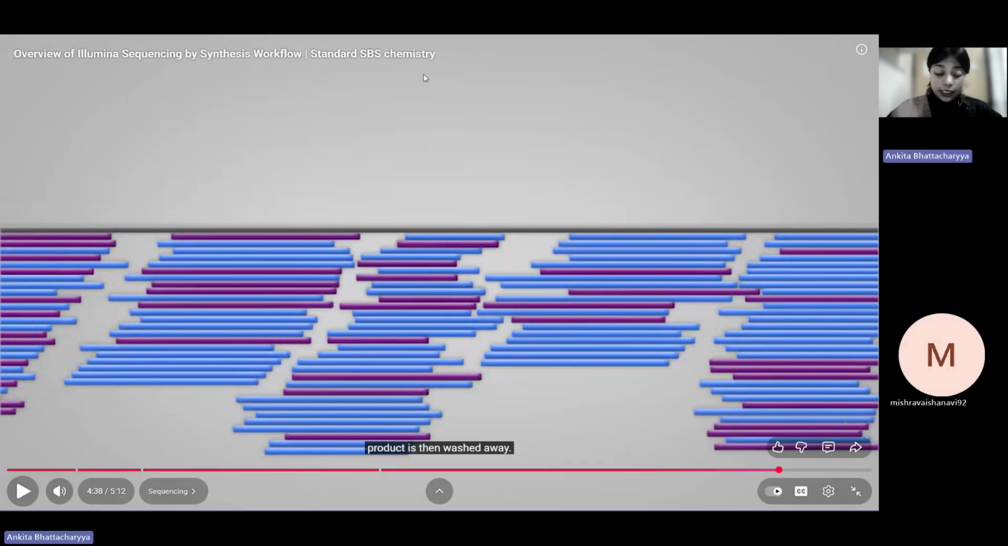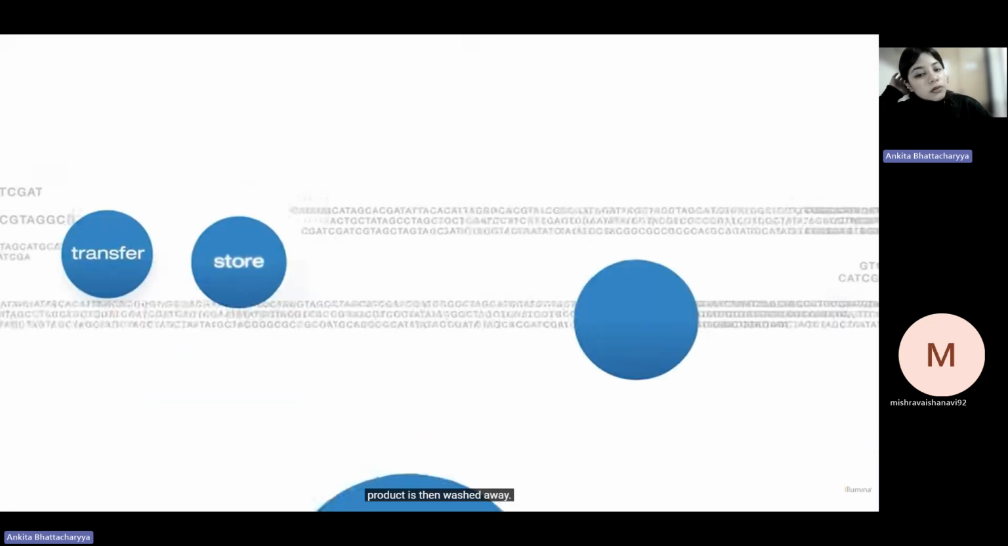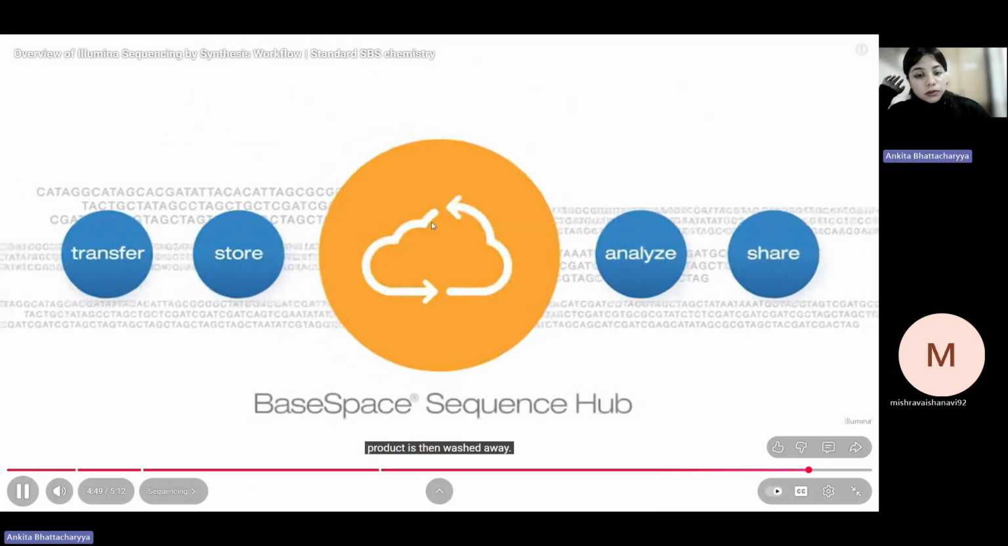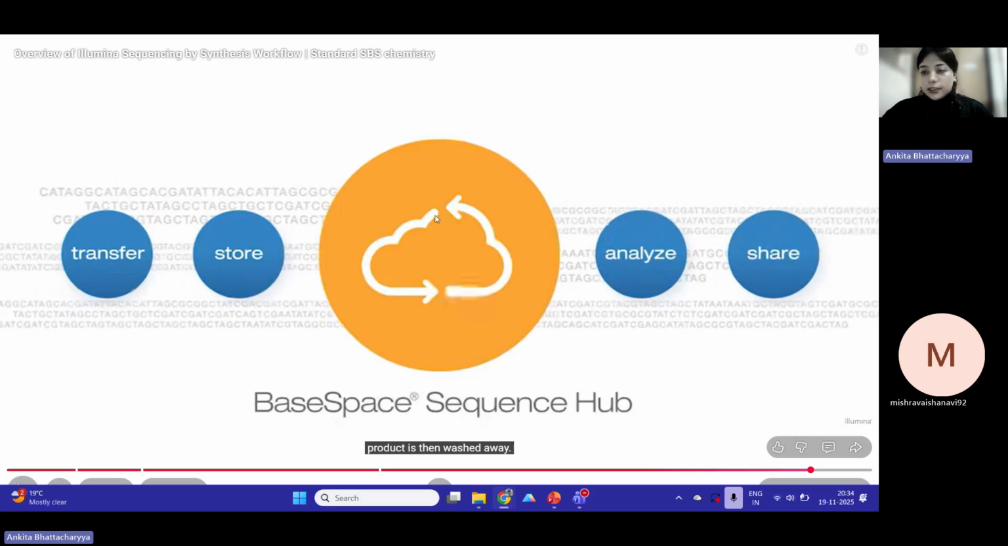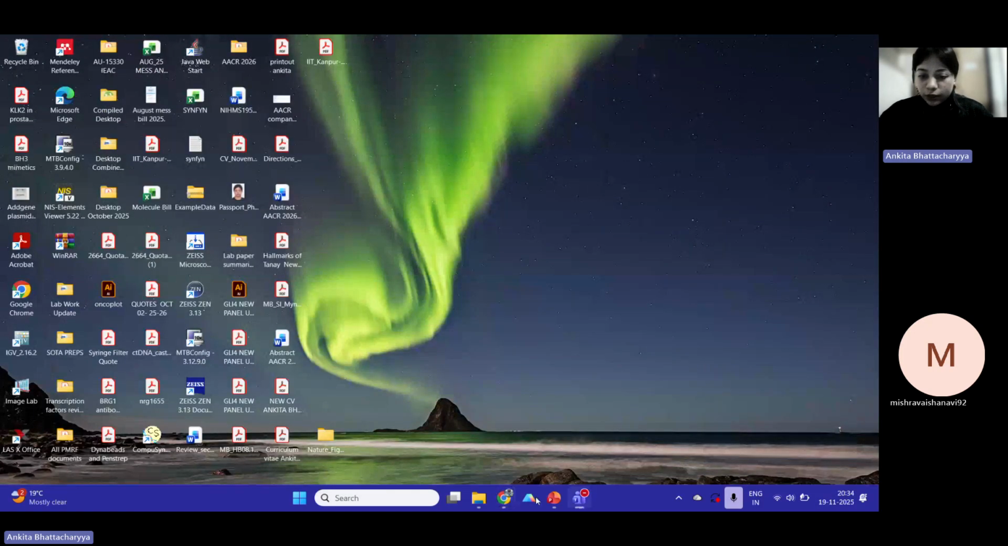But basically, this is necessary for aligning to the reference genome. The paired end information is used to resolve ambiguous alignments. Genomic data can be securely transferred, stored, analyzed, and shared in BaseSpace Sequence Hub. So this is just advertisement, but basically this is the sequencing by synthesis workflow. If there's any doubt from this part, you can ask me and then we'll move back to the presentation.